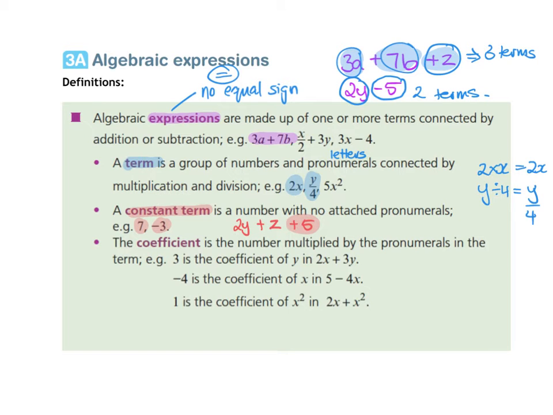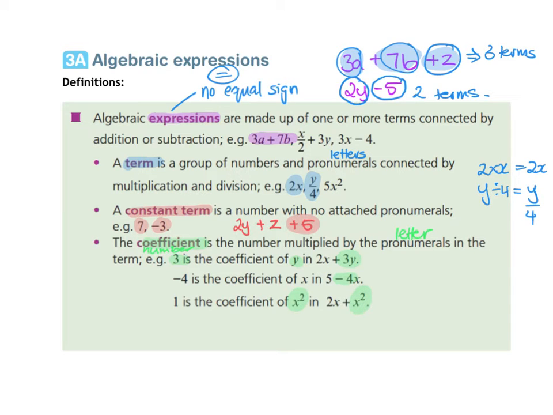Now, the next one we're looking at is the coefficient. The coefficient is the number multiplied by the pronumeral. Remember, pronumeral means letter. So the coefficient is the number in front. In our little example here, they're saying 3 is the coefficient of y, so 3 is the number in front of y. And -4 is the number in front of x, so it's called the coefficient. If they ask for the coefficient of this x squared term, you just go here.